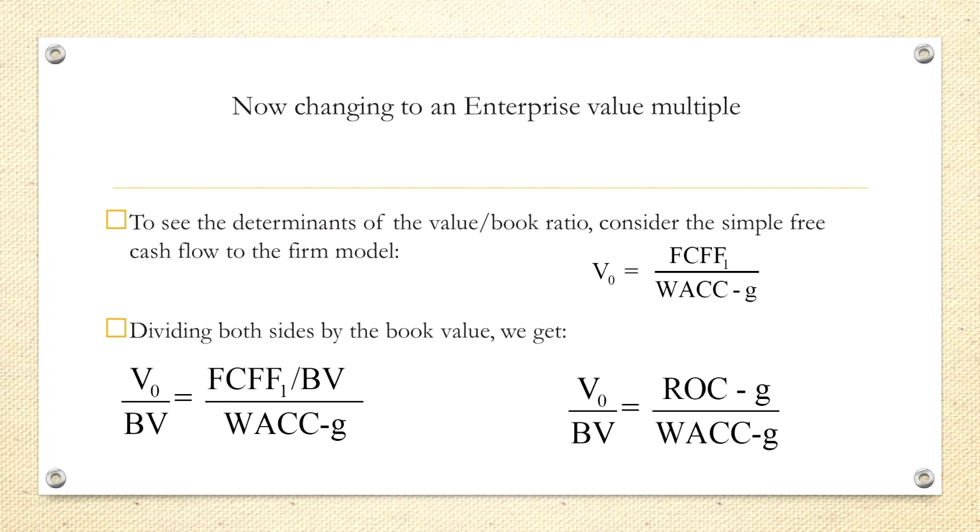And then the relationship will be strengthened by having a higher growth rate, which is similar to the P/B ratio. The P/B ratio equals ROE minus G divided by R minus G. And here, the firm value to book value ratio equals ROC minus G divided by WACC minus G. So I would say it's the firm value to book value ratio.